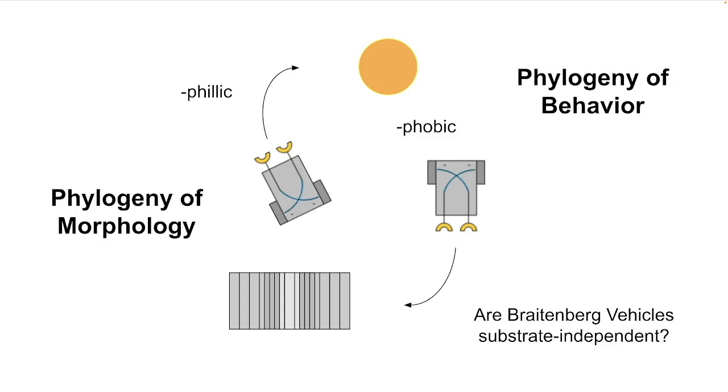So again, we have the phylogeny of morphology, and we have the phylogeny of behavior combining, and then the question is, are Braitenberg vehicles substrate independent? We know that we have different circuitries for the different vehicle types, so the assumption is that they're substrate independent, but the argument here is maybe that they're not.